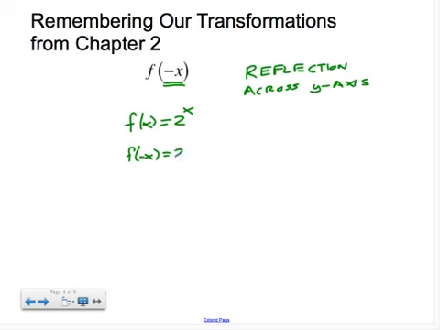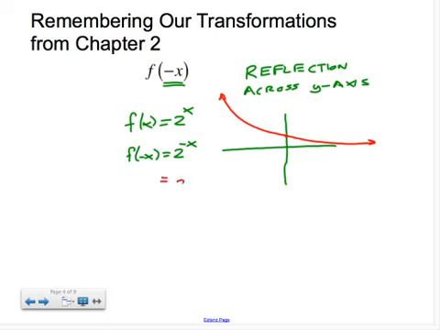And so if my original function was 2 to the x, then f of negative x would be 2 to the negative x. And so 2 to the negative x should look like a reflection across the y-axis of f of x equals 2 to the x. So what does that mean? We're still going to have the point (0, 1), but instead of increasing from left to right, I'm going to decrease from left to right, and my graph's going to level off towards 0 as x gets close to infinity. Okay? So take a look at this.